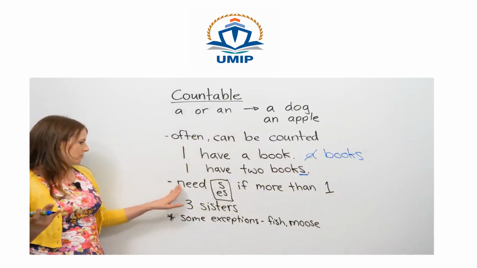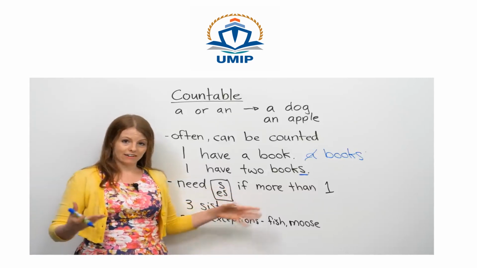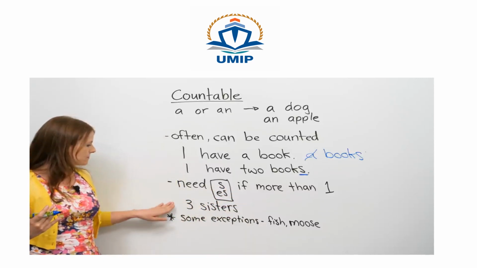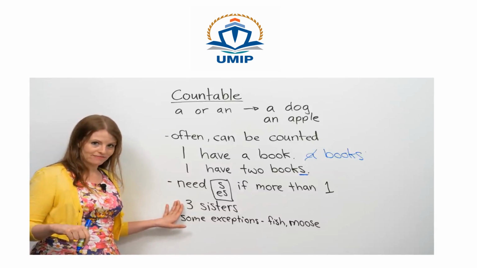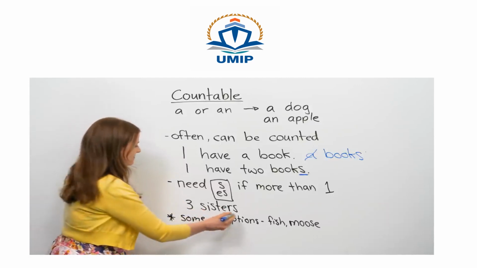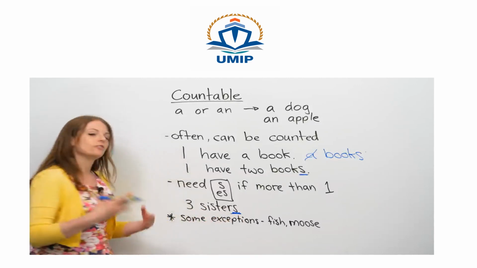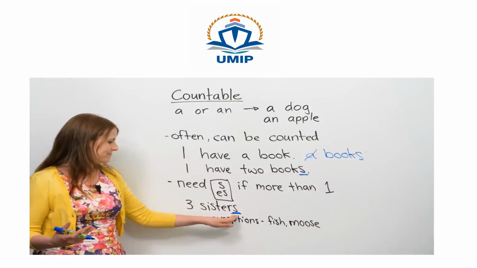What else do we need? So we need an S or an ES if we have more than one of this type of object or noun. Here's another example. I have 1 sister. I have 3 sisters. So notice here, you can count the number of sisters I have. And so I've added an S.